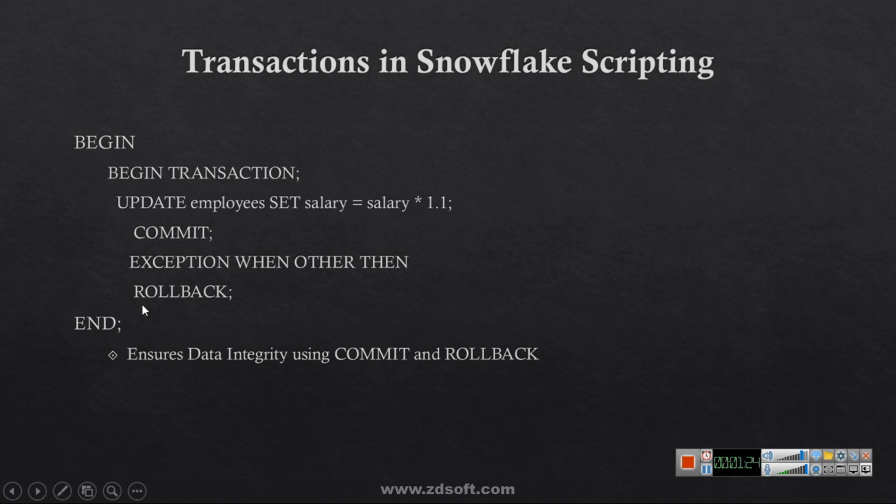In the BEGIN and END block we write BEGIN TRANSACTION, then UPDATE employee SET salary = salary * 1.1, COMMIT. But if for some reason that operation is not committed, then EXCEPTION WHEN, and if any other exception happens, we write EXCEPTION WHEN OTHER THEN, and just ROLLBACK that transaction. So it handles data integrity by using the COMMIT and ROLLBACK keywords.